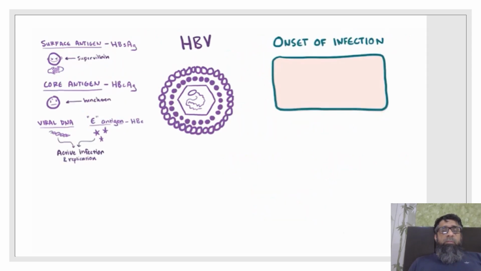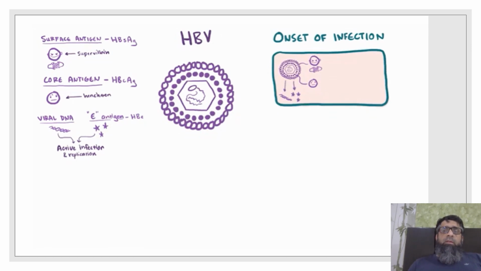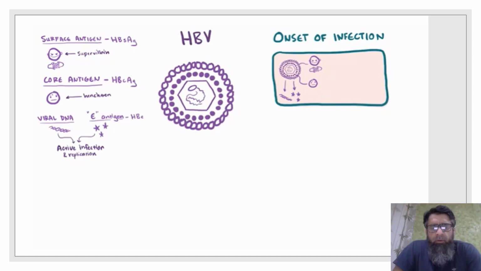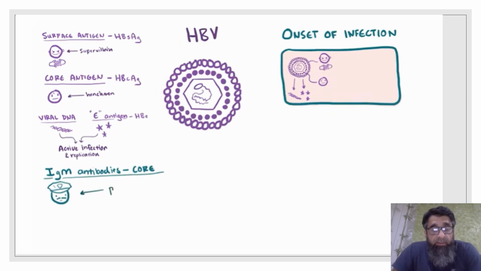While on the other side of the picture, at the onset of infection, we have a supervillain and its henchman along with E antigen and viral replication markers. So at the onset of infection, we have all these things present in the blood. While on the other hand, we have IgM antibodies to the core, which act as a policeman.